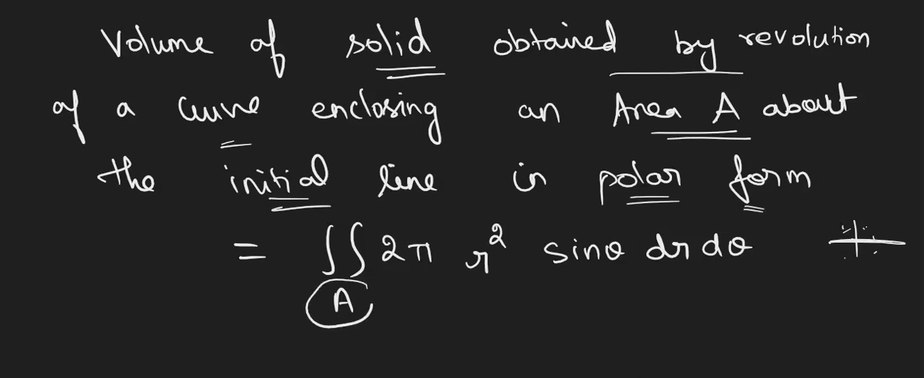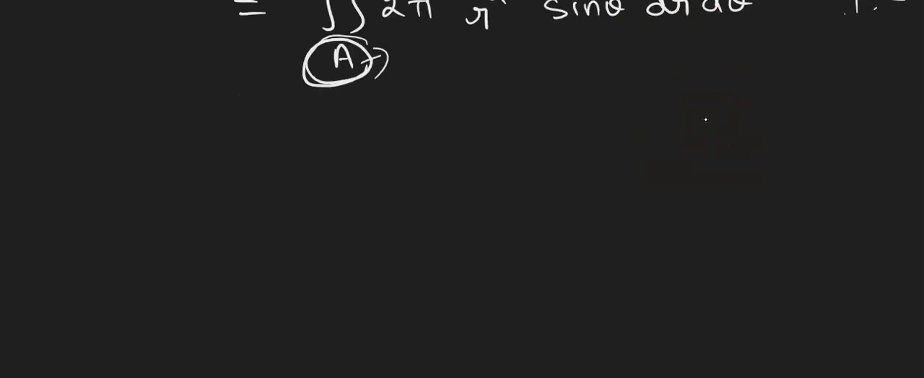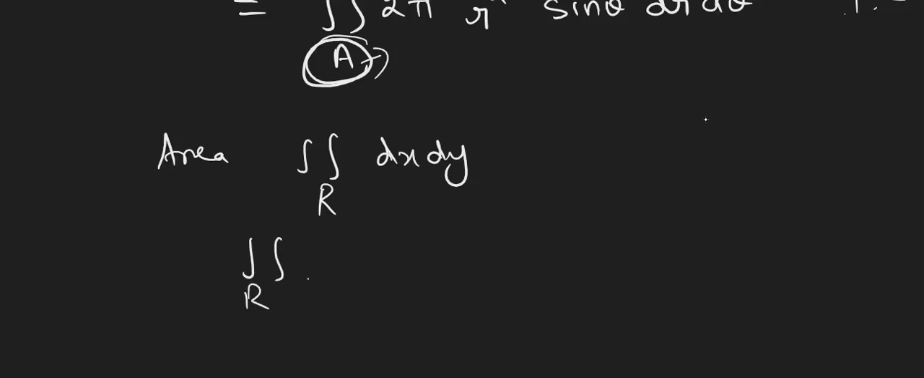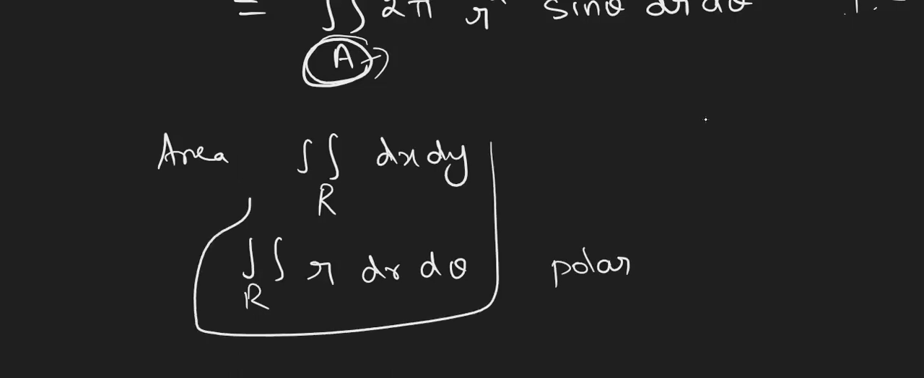Now if you see, triple integral dx dy dz is also there, or double integral over the area A also will give you the volume. Double integral over area A, 2 pi r square sin theta dr d theta. This is the formula in polar form. So what are the formulas we have seen? For area, it is double integral dx dy in Cartesian over the given region R, and double integral over the given region R dr d theta in polar form. These are the two formulas for area.